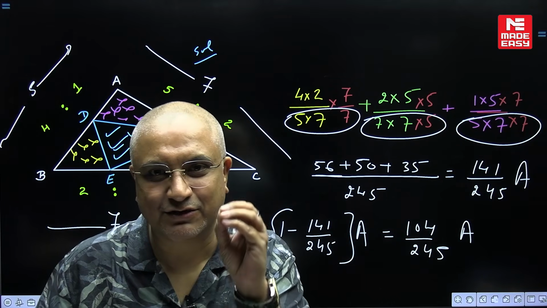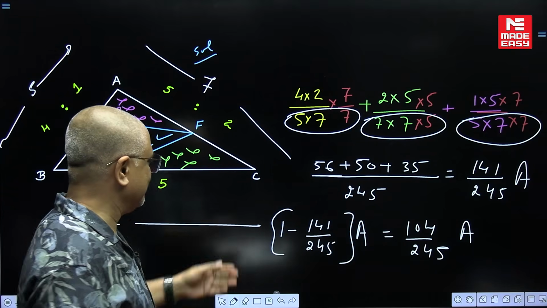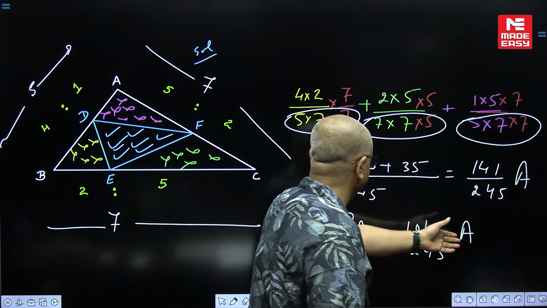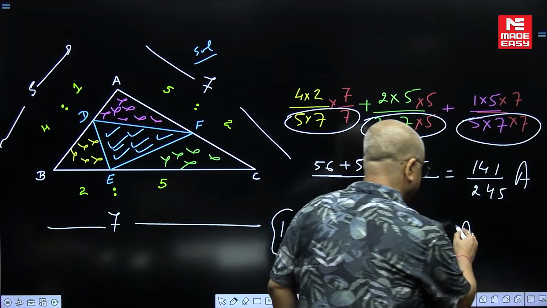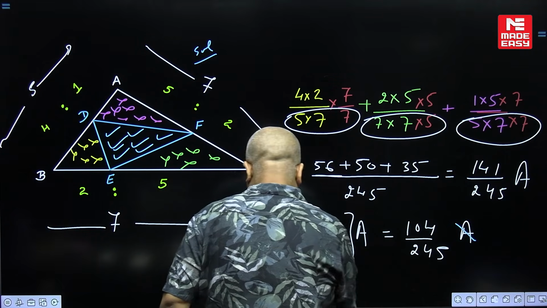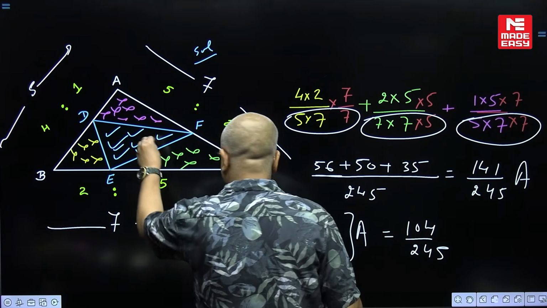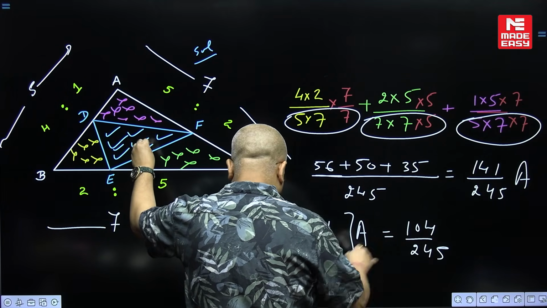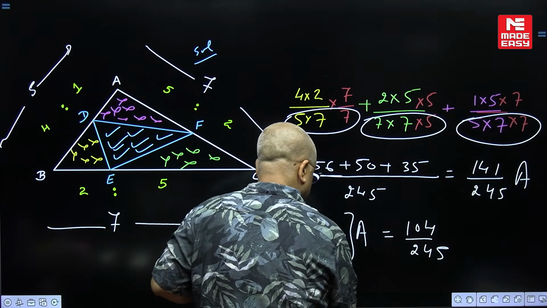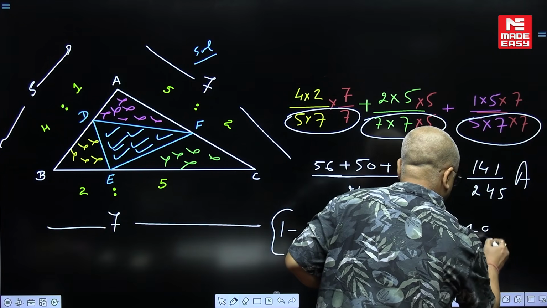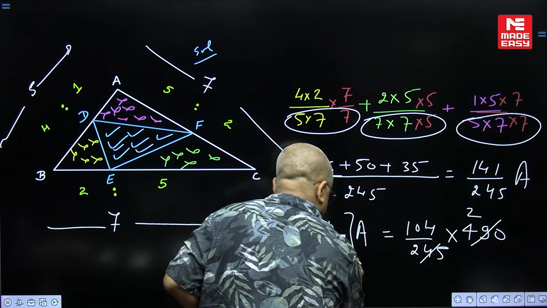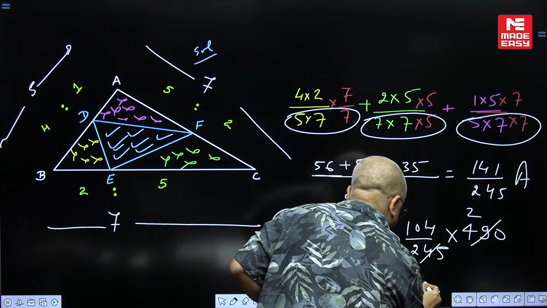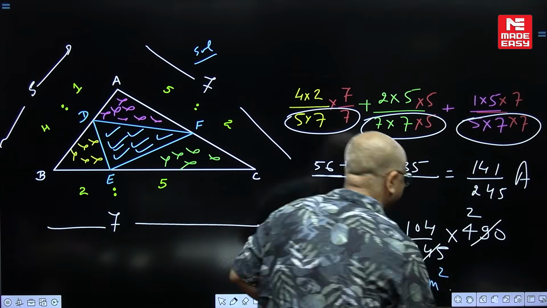I hope it is absolutely clear with everybody now. So this will come out to be, and A we know, the larger triangle area we already know, it is 490. So larger triangle area is 490. So this triangle is 104 by 245 of 490, which is eventually equal to 208. So blue area is going to be 208 meter square.